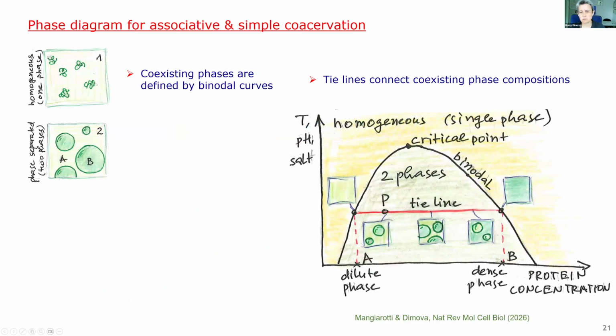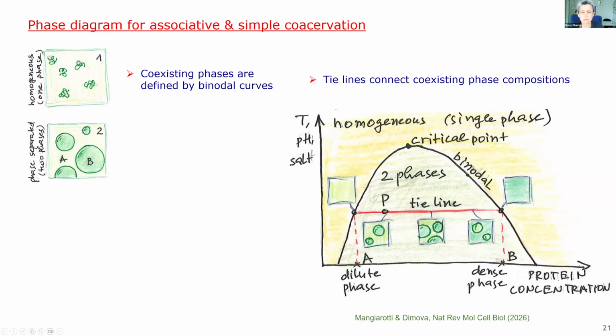So again, a closer look at these phase diagrams, particularly for associative and simple coacervation. On the axis, you can have a protein concentration, for example, and then if you have a certain point of interest where you have condensates, the tie line would tell you what the composition of your condensate is, read from the cross point with the binodal. So the green condensate would have this composition, while the dilute phase would have this composition, as you read it from this axis.